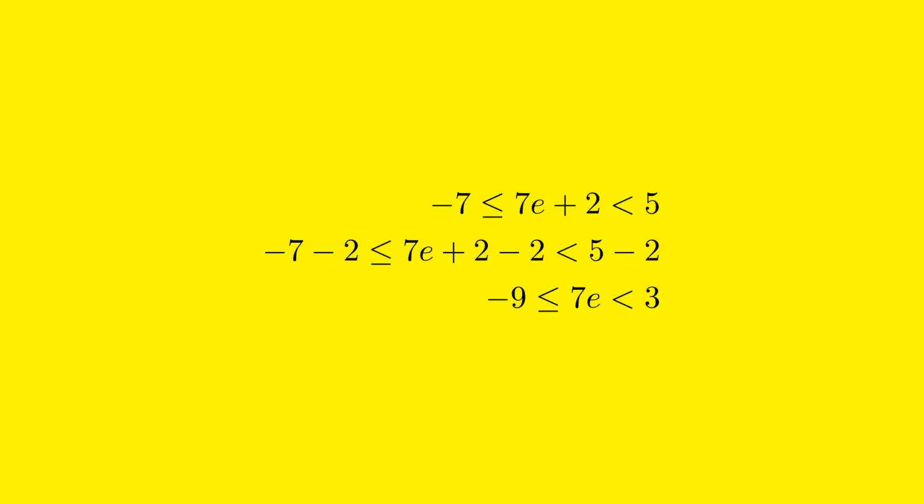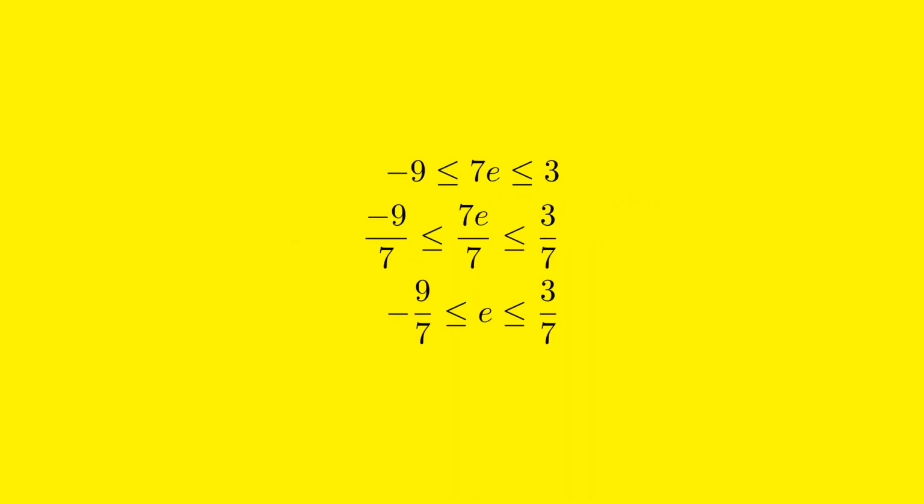Now the expression has been altered to -9 ≤ 7e < 3. This was done to start isolating the variable e, and we did this by subtracting 2 from each part of the original inequality. Step 1 result in interval notation form would be -9 to 3 for the range of 7e.